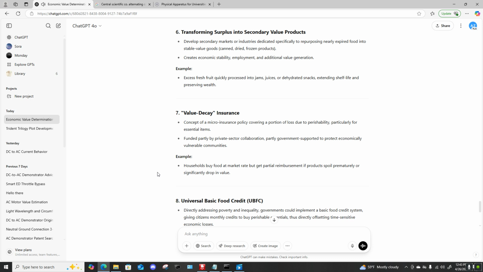7, value decay insurance. Concept of a microinsurance policy covering a portion of loss due to perishability, particularly for essential items. Funded partly by private sector collaboration, partly government supported to protect economically vulnerable communities. I don't know about that one. Example, households buy food at market rate but get partial reimbursement if products spoil prematurely or significantly drop in value. Yeah, I don't know about that one.